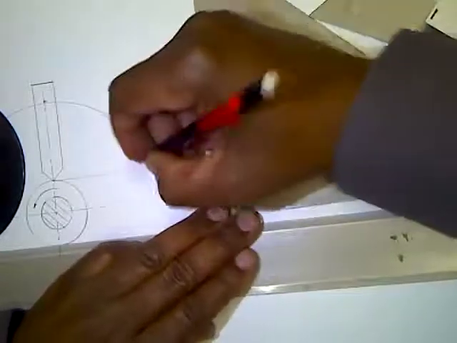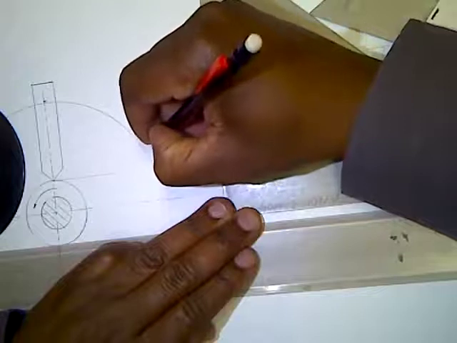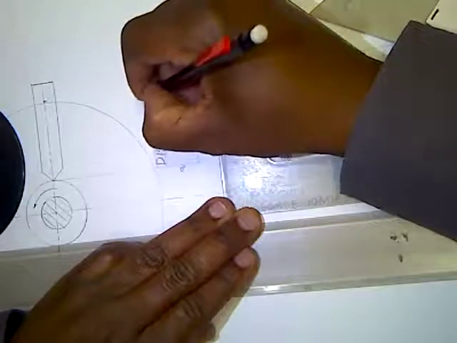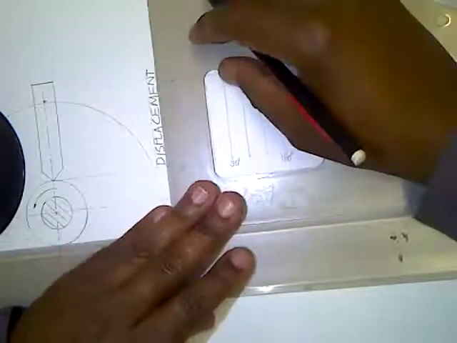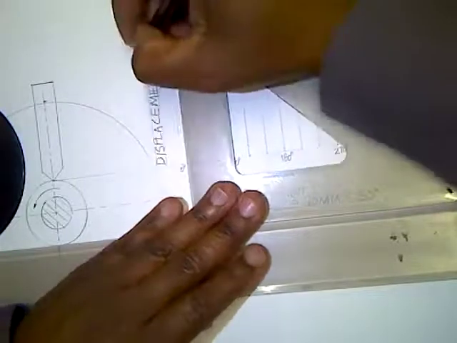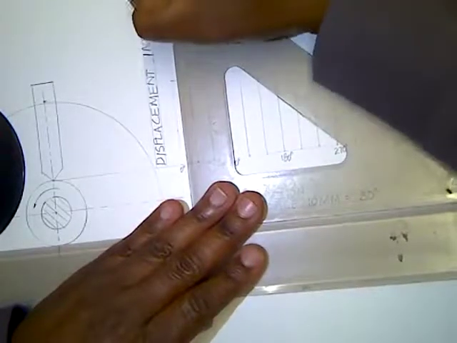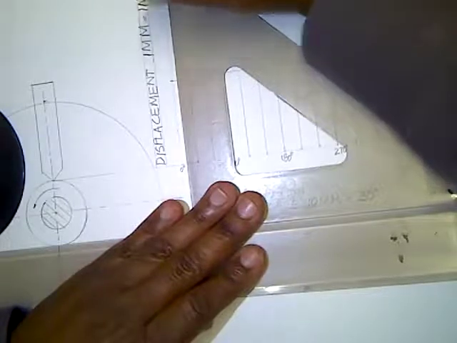From our displacement, 1 millimeter equals 1 millimeter. Now let's move on.